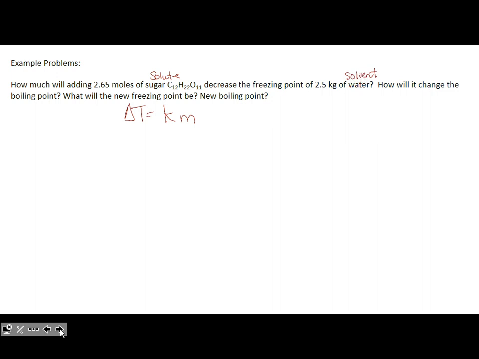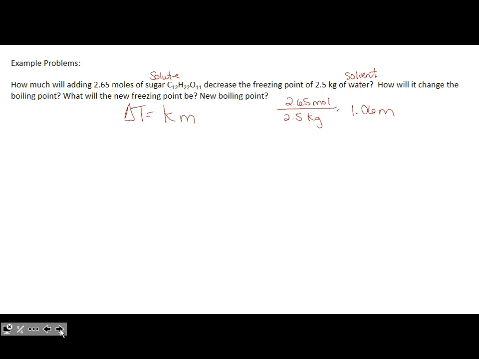We need the molality. We know that molality is moles of solute per kilogram of solvent, so 2.65 moles of sugar per 2.5 kilograms of water. And that's going to give us a molal concentration of, I think, about 1.06. Let me chug that out in my calculator here. Yep, 1.06 molal.